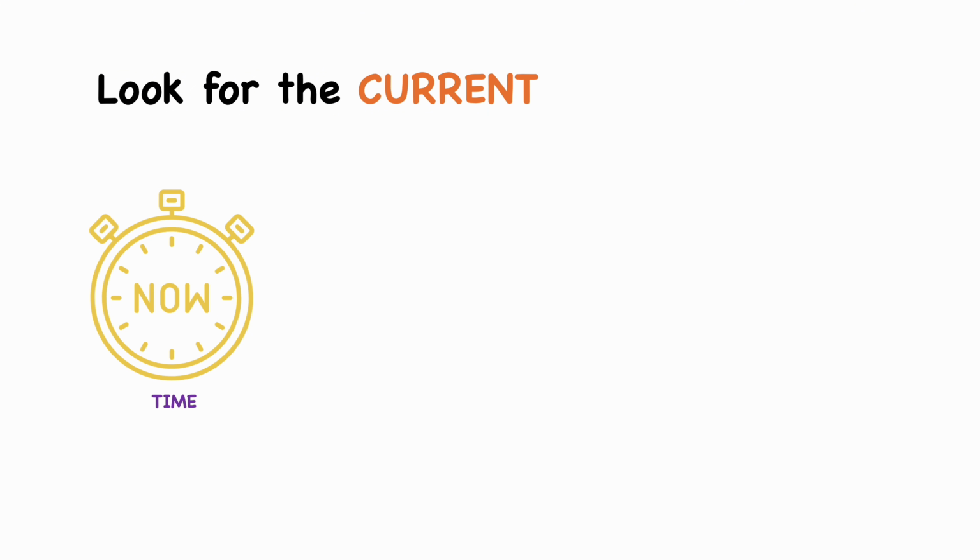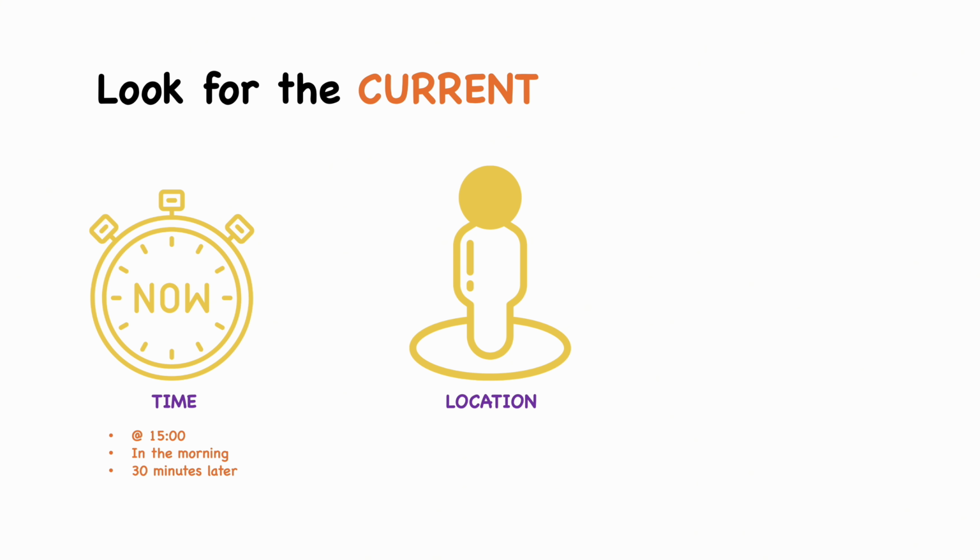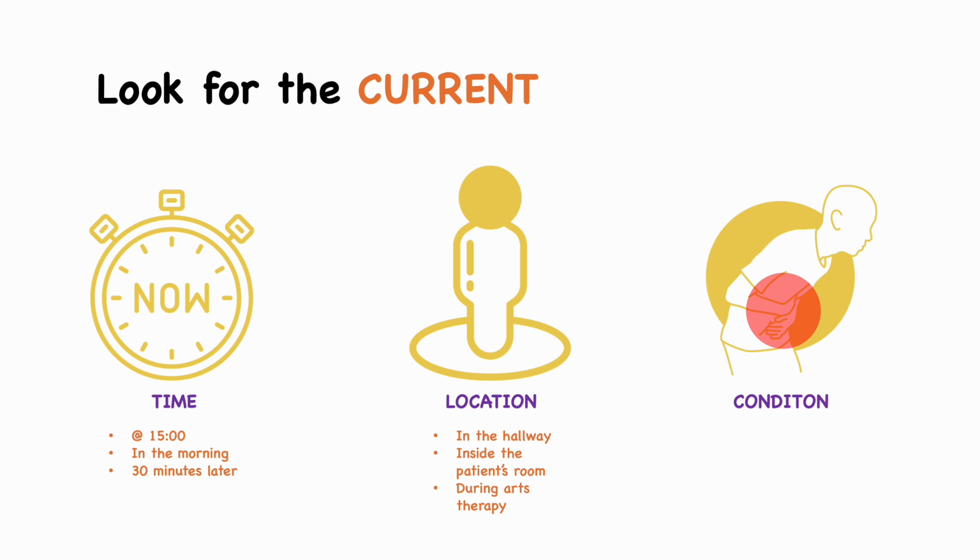Number 1. The current time. For example, at 1500 hours, in the morning, or 30 minutes later. Number 2. The current location, such as in the hallway, inside the patient's room, or during art therapy. And number 3. The current patient condition, like complaining of pain. Vital signs are, signs and symptoms include, or laboratory results indicate.